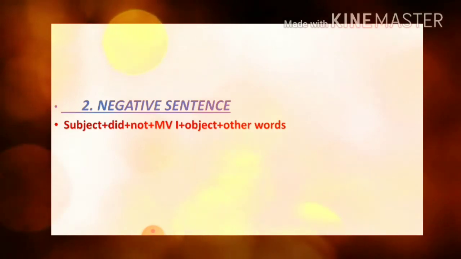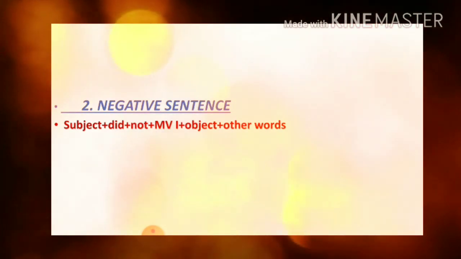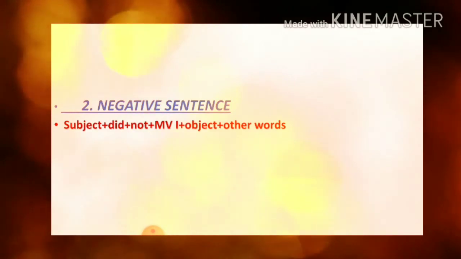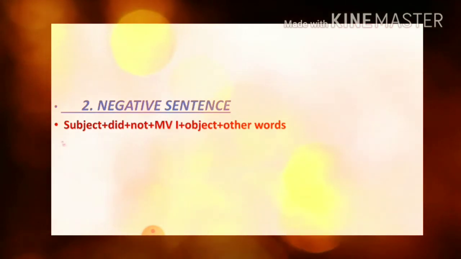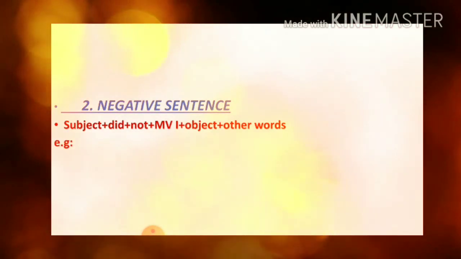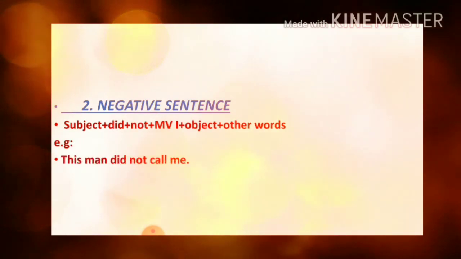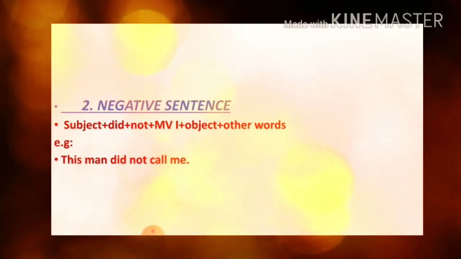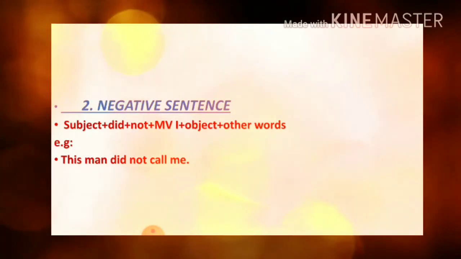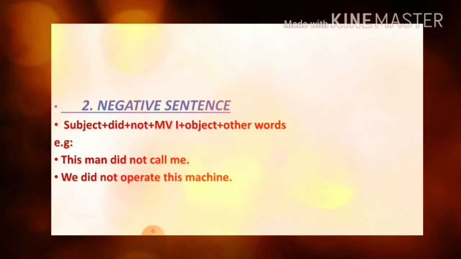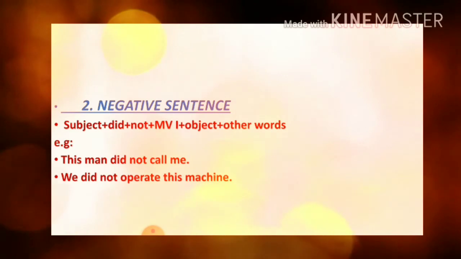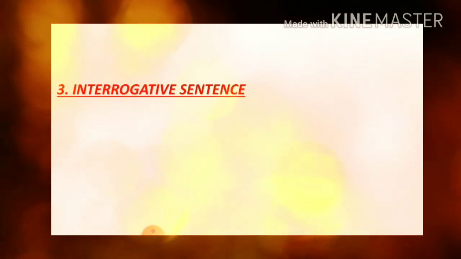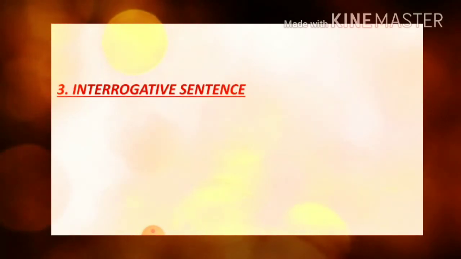So the structure is subject, did not, main verb in the first form, object and other complementary words. As you can see in the example on your screen, this man did not call me. So call is the first form of the verb with did. The next example is we did not operate this machine. Here it is a similar case, operate is the first form with did. Clear, students?